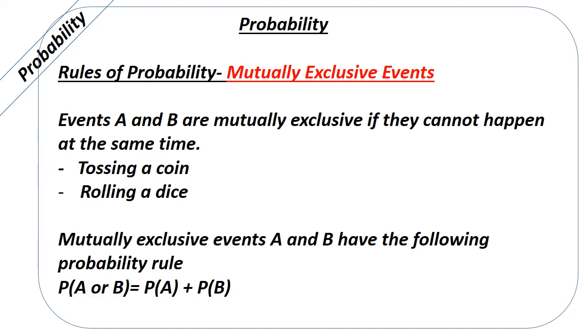So the word "or" is usually interpreted as plus. In probability, the word "or" is usually interpreted as plus, which implies that it's probability of A plus probability of B.